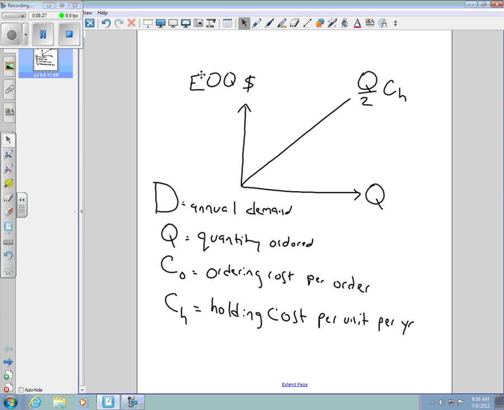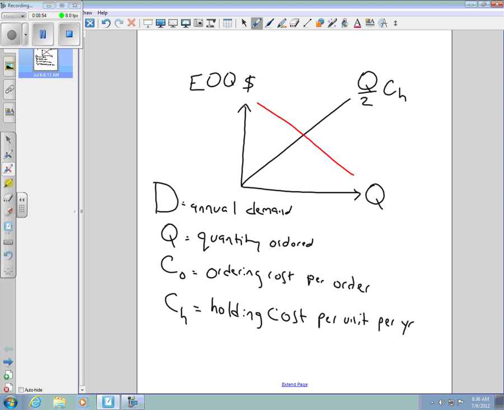Now the opposite thing is that when I raise the quantity I order, the ordering cost goes down. Again, if I buy 1,000 bottles of pop at Sam's, then I don't have to go to Sam's as frequently as if I just get about 100. So the bigger the quantity of the order, the lower my ordering costs.